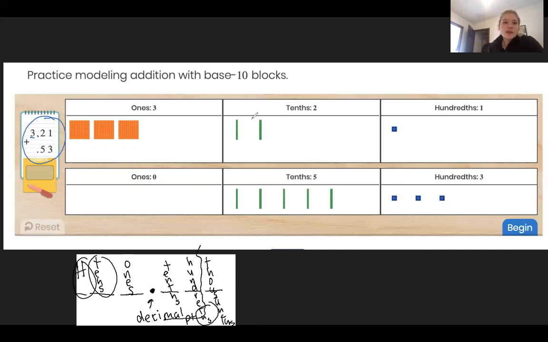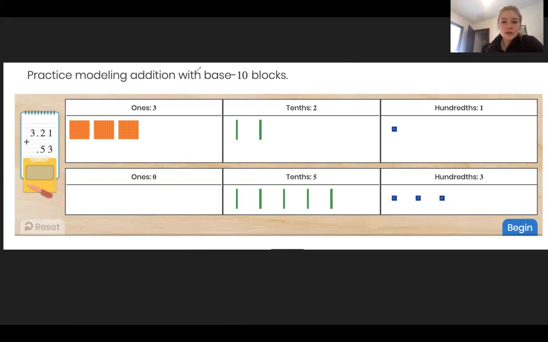Okay, so in order to say this word, instead of saying 3.21, I could also say 3 and, that's how we say our decimal point, 3 and 21 hundredths. So you just say the number it is, and whatever the last place value is on our number. So 3 and 21 hundredths. And then we have 53 hundredths here. And we need to add these together.